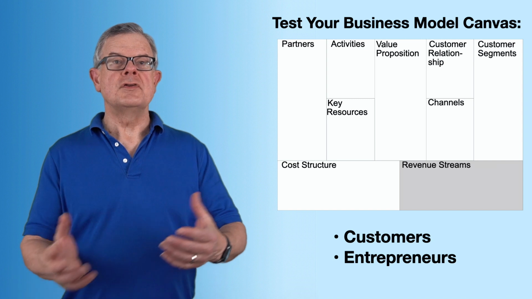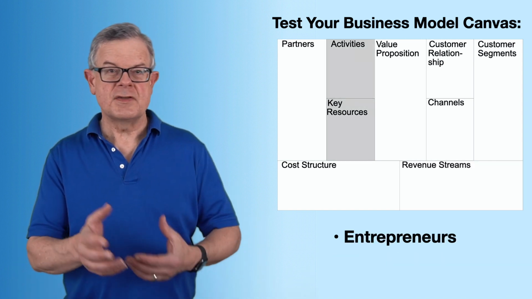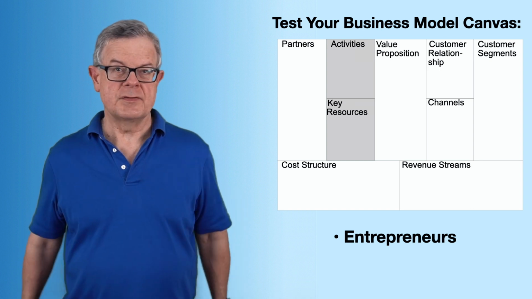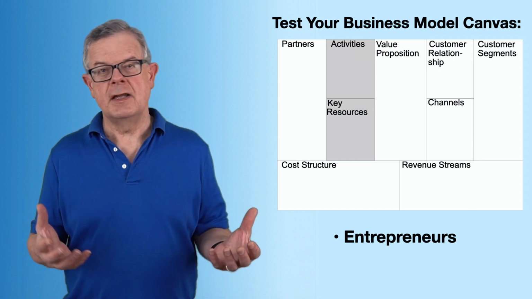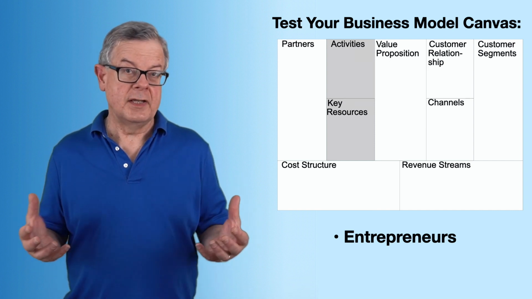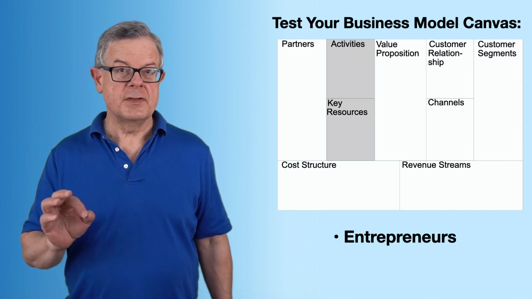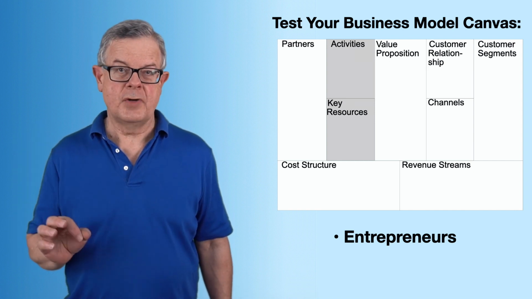That takes us over to the left part of the canvas, where we start getting into more of the activities and the things that drive cost in your business model. So you've got activities and key resources that you'll need to understand and to utilize for this business. How do you test the hypotheses that you have underlying those parts of your business model?